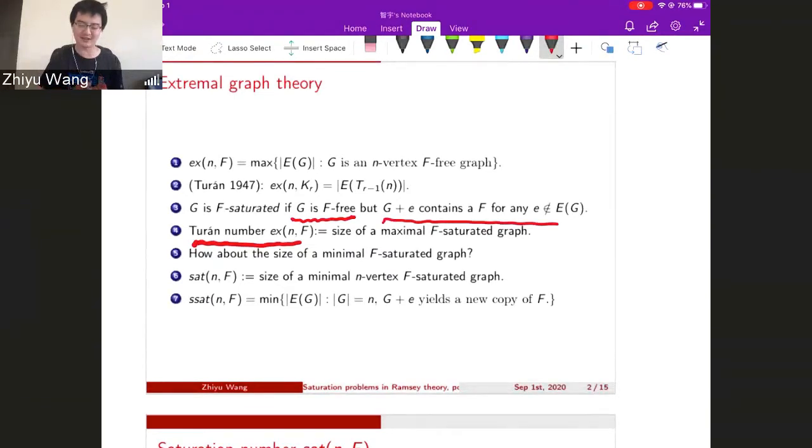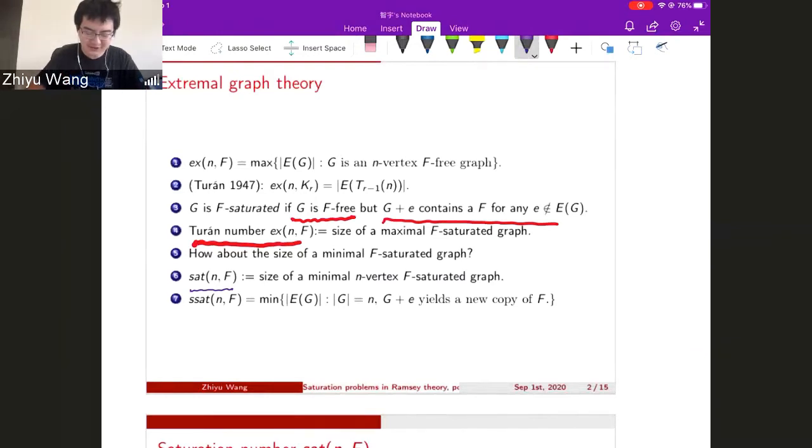So the natural analog would be, what about a minimal F-saturated graph? What is the minimum size of an F-saturated graph? That is exactly the definition of the saturation number. We use SAT to denote the saturation number of F.